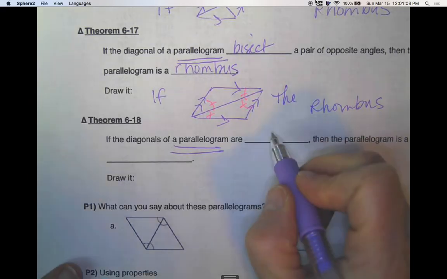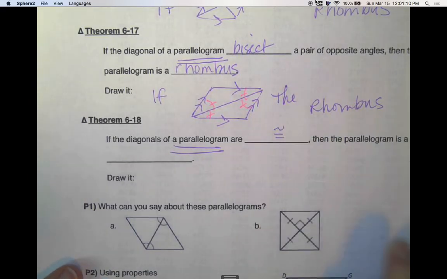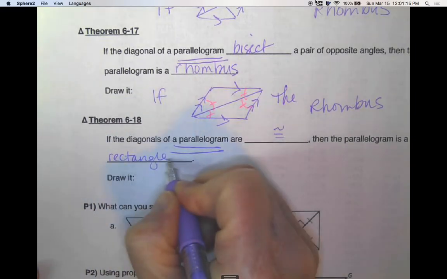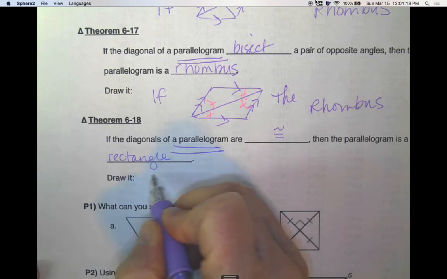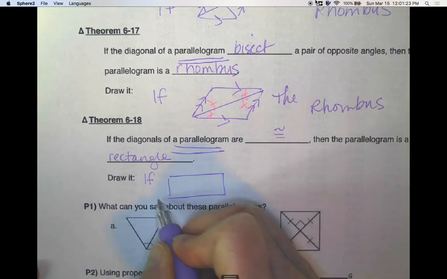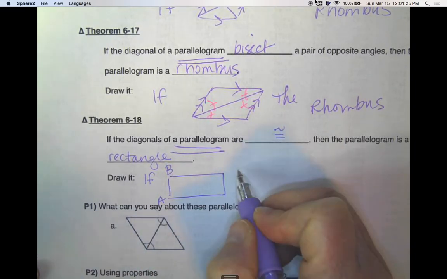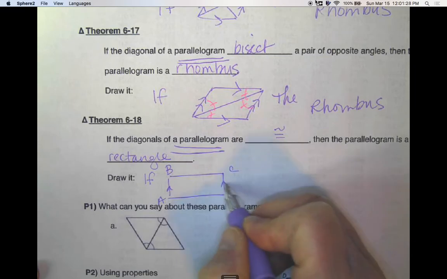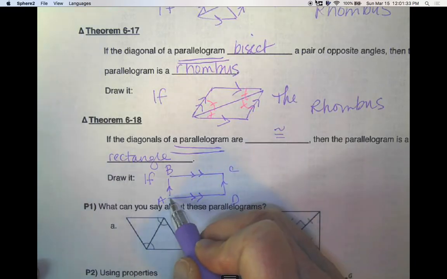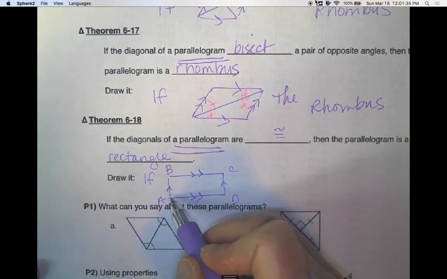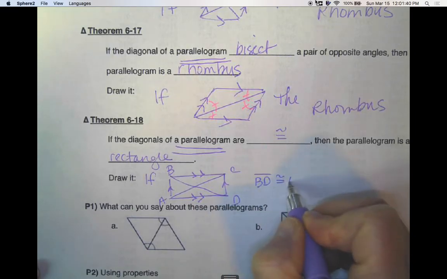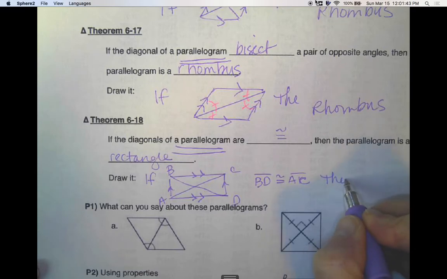If the diagonals of the parallelogram are congruent, then the parallelogram is a rectangle. A, B, C, D, so if it's a parallelogram and these diagonals are congruent, so BD is congruent then to AC, then rectangle.